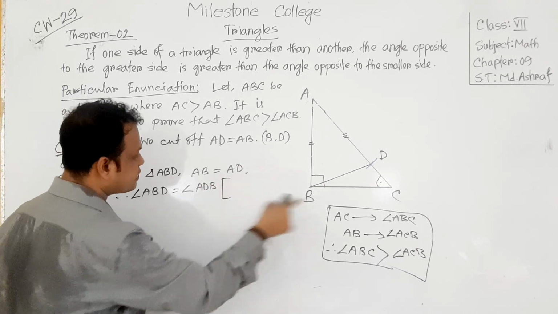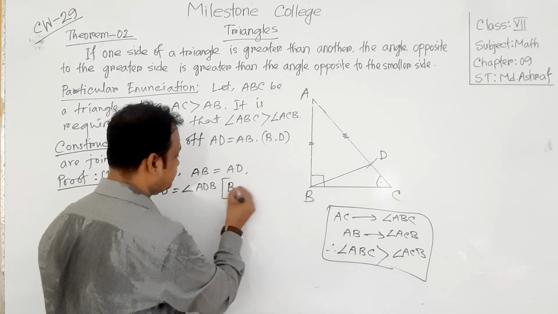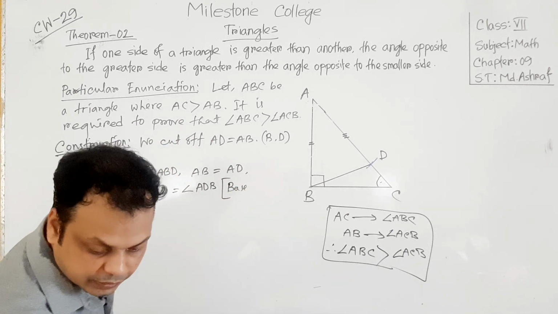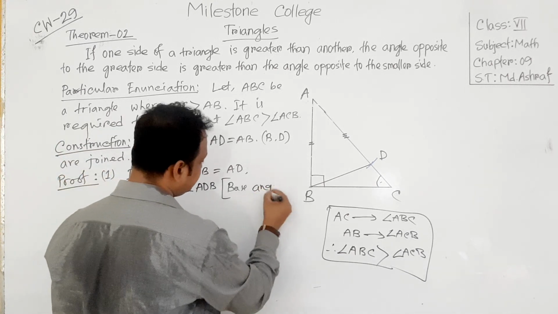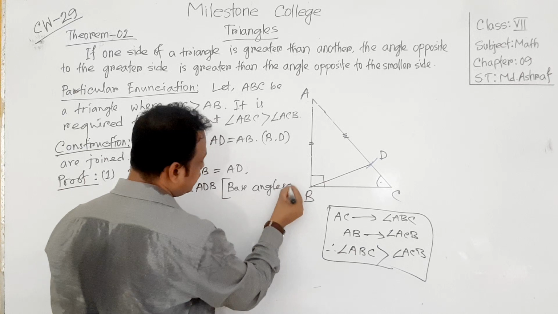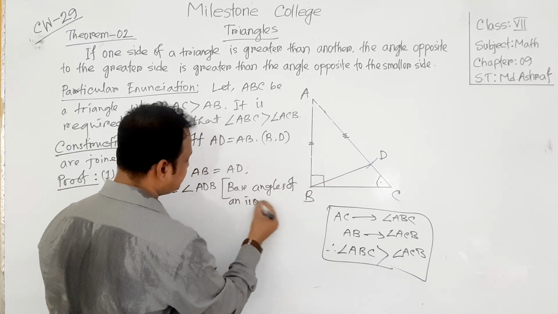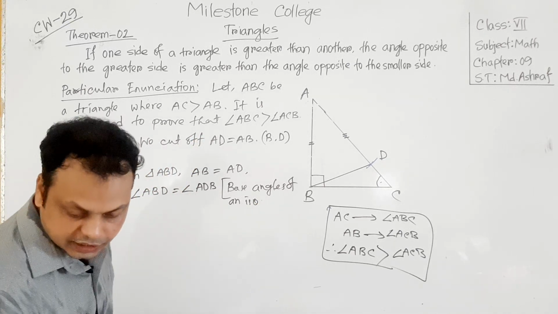Why these two angles will be equal? Base angles of an isosceles triangle are equal.